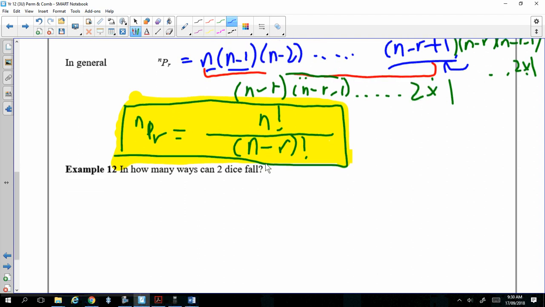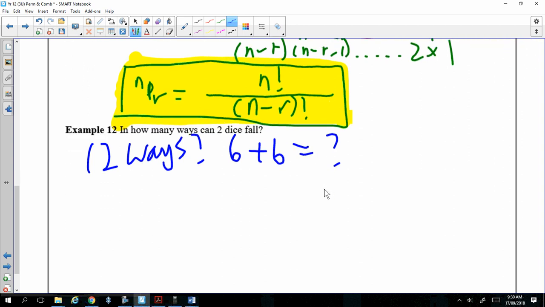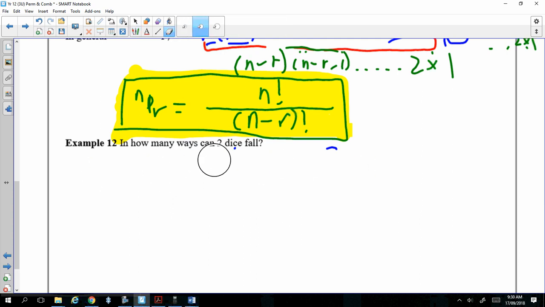Twelve ways? Okay, 12 ways, maybe 6 plus 6. Alright, so for 2 dice, yep. Do you have another answer? Oh, okay. 12 factorial, maybe.